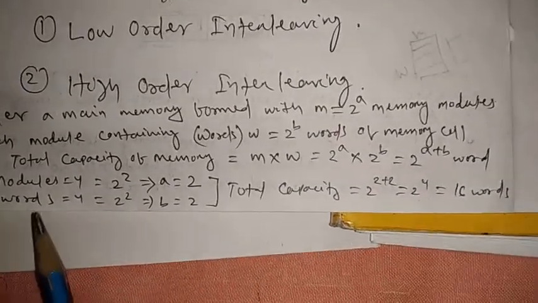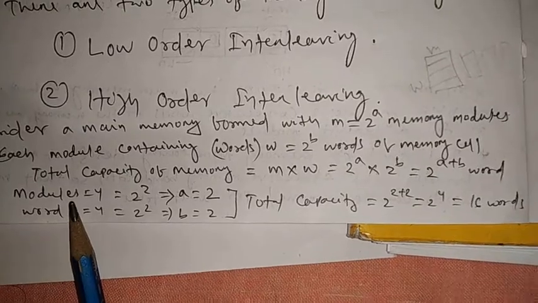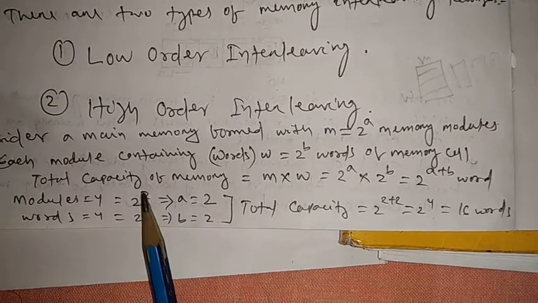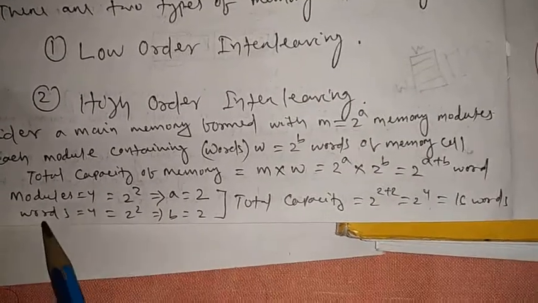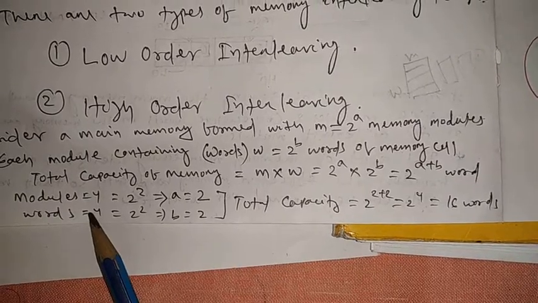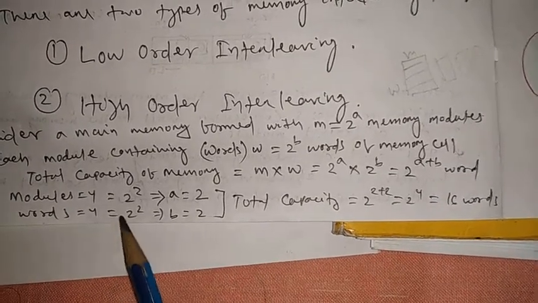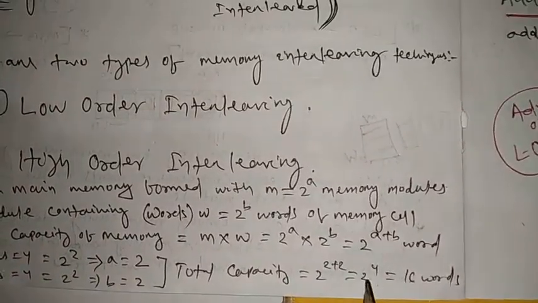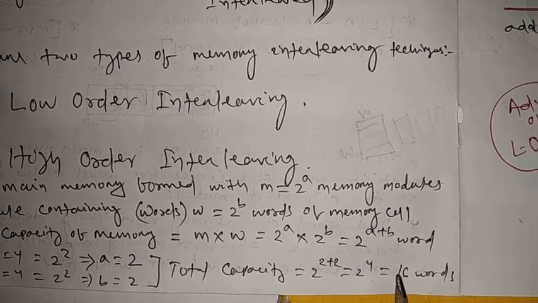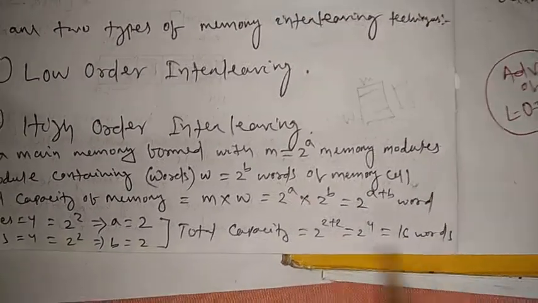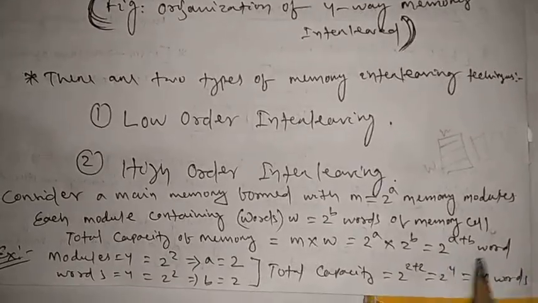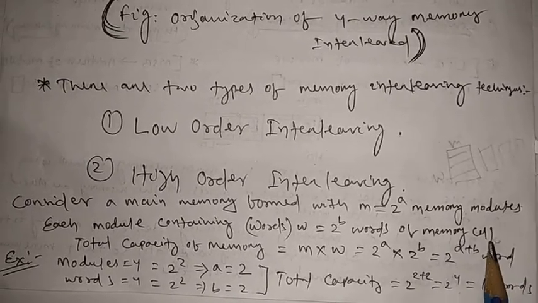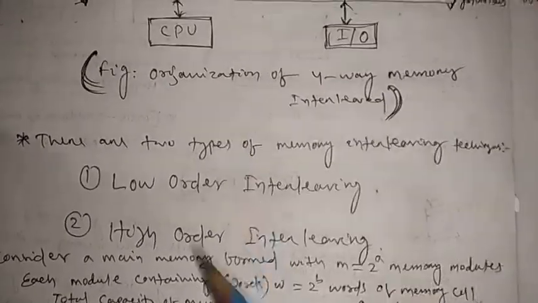Let's consider that in main memory there are 4 modules. 4 can be written as 2 to the power 2, so a is 2. Similarly, in a module there are 4 words, and 4 equals 2 to the power 2, so b equals 2. So the total capacity is 2 to the power 2 plus 2, equal to 2 to the power 4, that is 16 words. So this is a memory which can contain 16 words. There are 4 blocks, and each block contains 4 words.